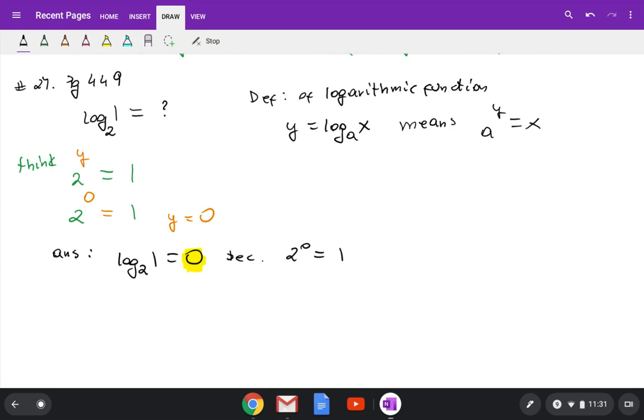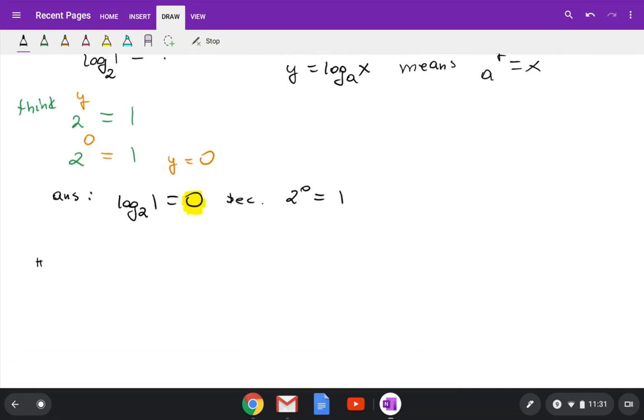Let's do more. Let's do number 32. This is without using a calculator. You have to evaluate what log of base 1 over 3 of 9 is equal to. So again, I will put that y. If you change that to exponential, let me just write this down. So change to exponential.